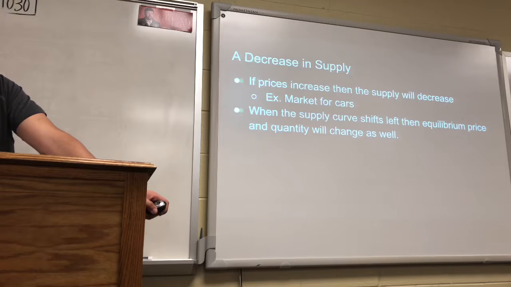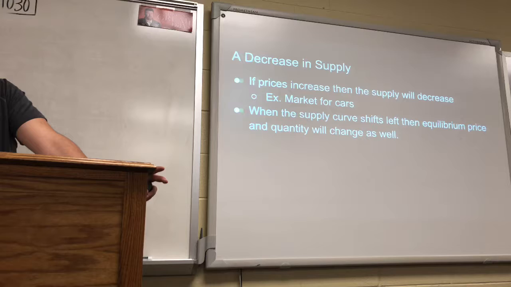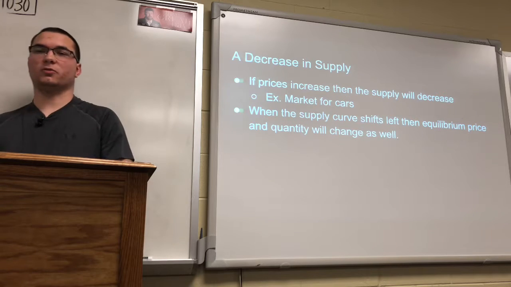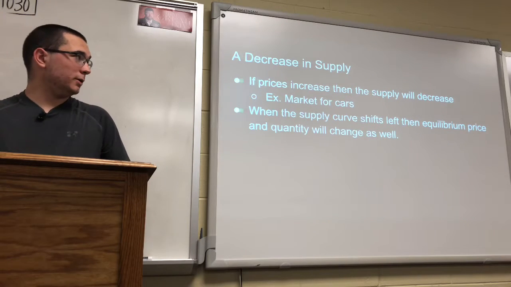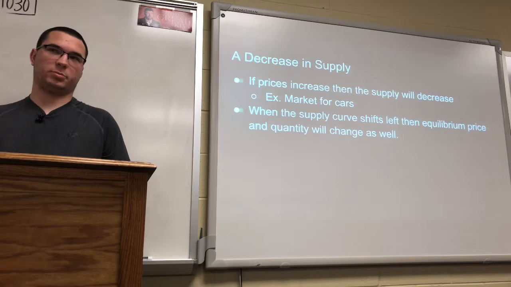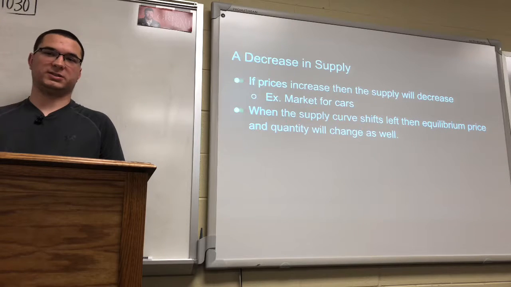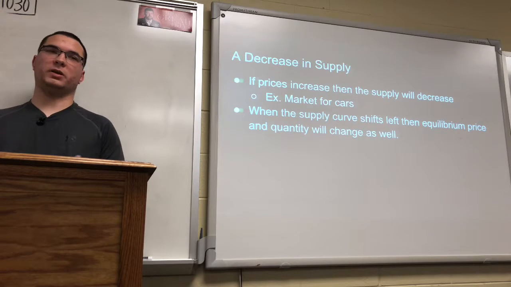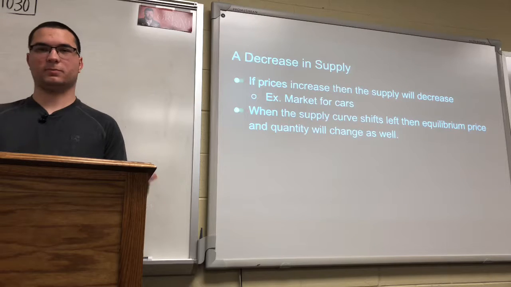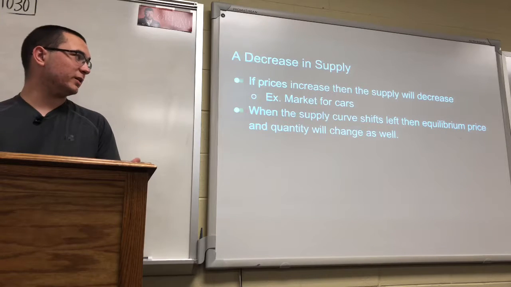A decrease in supply. So if prices increase, then supply will decrease. An example of this is cars. So if the price of rubber increases, then the supply will go down. So the amount of tires that a business like Ford can make will go down, and so they won't be able to push out as many vehicles. So that's how that affects it.